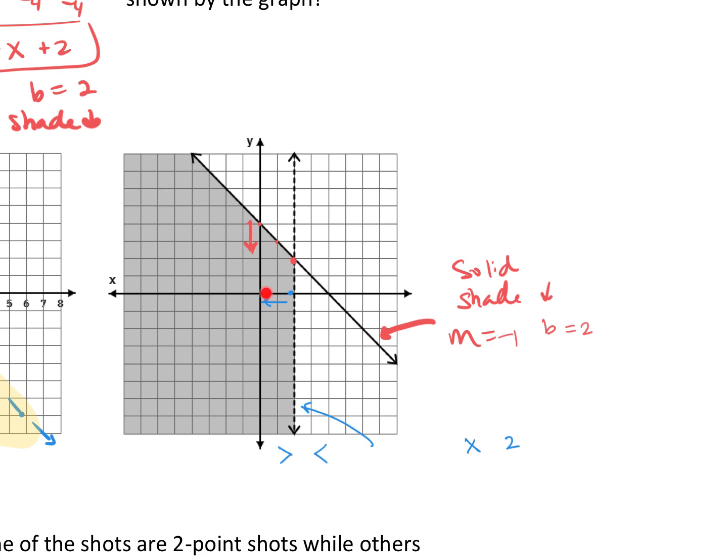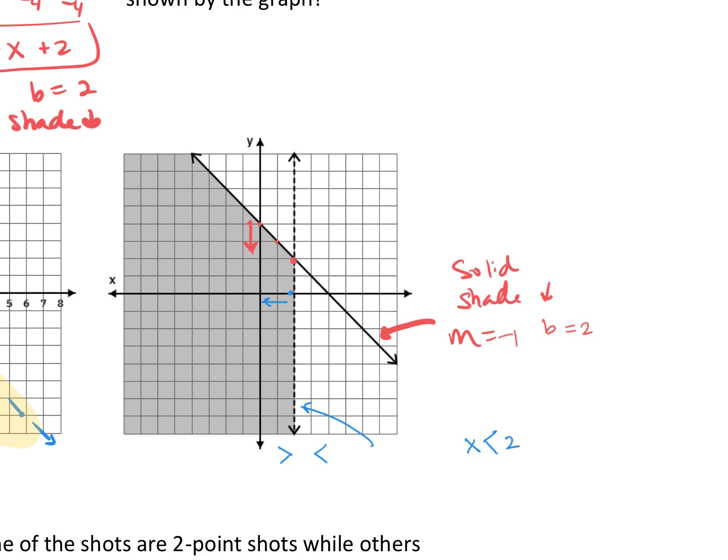As a reference, you can keep in mind how your x-axis works. Here's the origin. Numbers as we go this way, our numbers get bigger. As we go this way, our numbers get smaller. And we're shading this smaller side right here. So it's going to be all the x's that are less than 2.